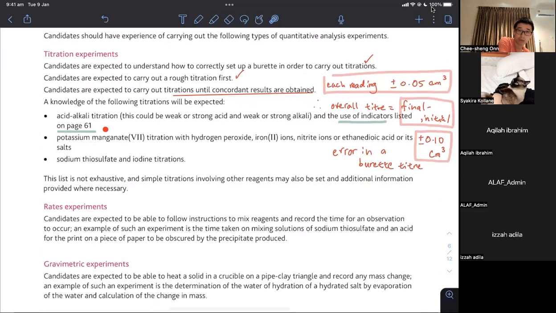Titration, I already showed you between acid and base. It could be weak or strong acid. It could be weak or strong alkali. So it can be either of them, but all of them would involve the use of indicator because otherwise you cannot see the color change. I don't think I need to remind you on acid-base titration. You're probably all right with that.